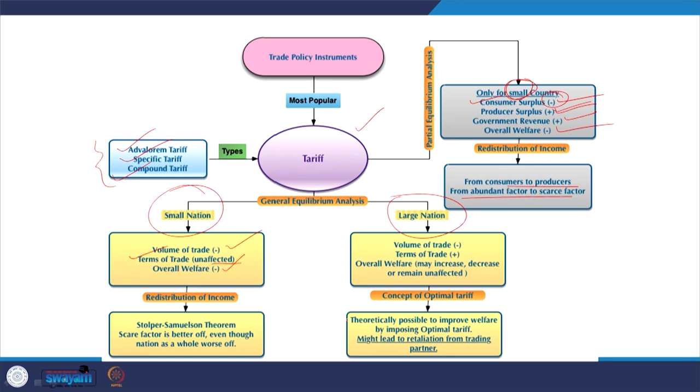Let us compare with the large country. The volume of trade is negative, and the terms of trade are going to be positive if a large country imposes a tariff. So overall welfare may increase or decrease depending upon the volume of trade, the elasticity of trade, and the context. So far as income distribution is concerned, we have talked about the Stolper-Samuelson theorem: the scarce factor is better off even though the nation as a whole loses, but there will be redistribution of income. Similarly, the concept of optimal tariff can be identified; theoretically it is possible to improve welfare by imposing an optimal tariff. These issues will be discussed and explained in our subsequent lectures.